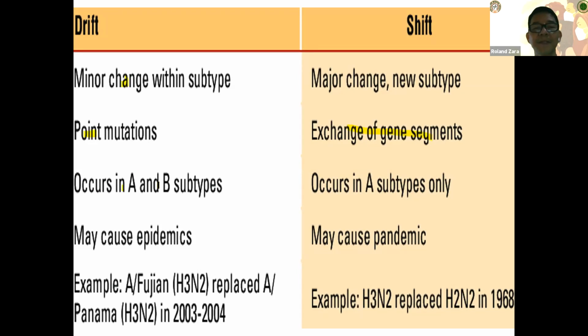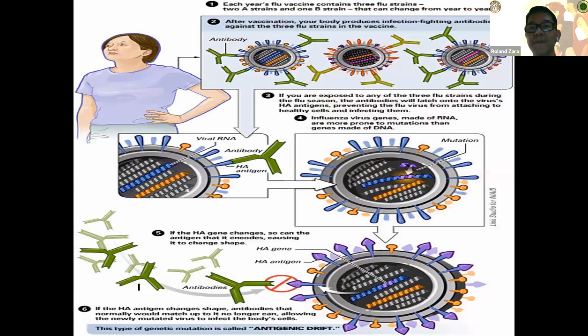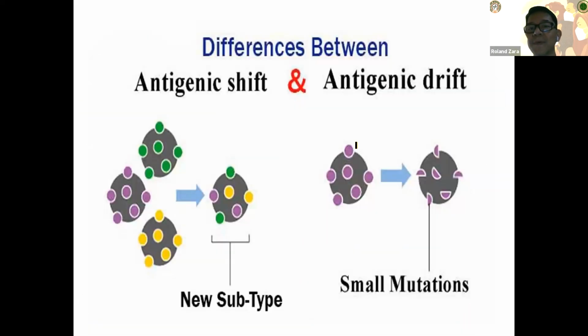So this occurs in A and B subtypes. This one, shift, only occurs in A. Yeah. So may cause epidemics and they may cause pandemic worldwide. So these are examples of your influenza. So this is your influenza drift. You see this one, okay, changing the shape, okay, can hardly be recognized by your antibodies. So your new subtypes nagbabago lang, regular assortment, but the shape remains the same.